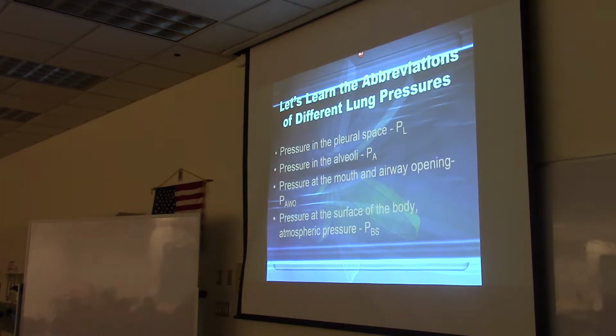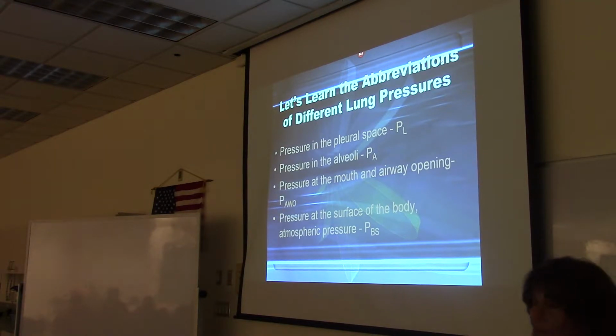Let's learn the abbreviations of different lung pressures. So pressure in the pleural space is a P with a subscript of capital L. And that almost looks like the beginning of the word pleural. So that one is easy to remember. Pressure in the alveoli, capital A, is alveolar pressure. And you've learned that when you were learning your alveolar air equation. P, capital A, is talking about the alveoli. So that one should be easy to remember.